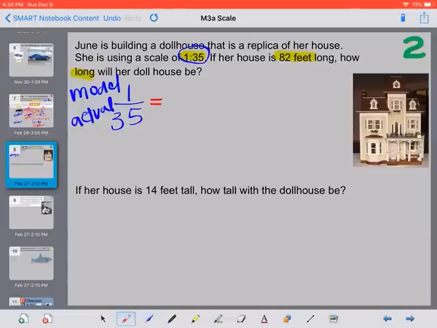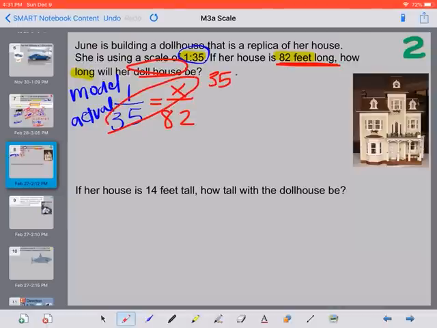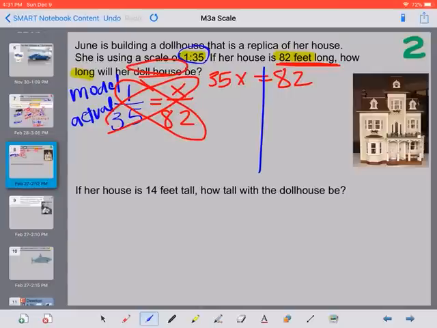So when we set up our proportion, if her house is 82 feet long, this is her actual house, they want to know how big will the dollhouse be, the model. So we know the actual house on the bottom is 82 feet long. We need to figure out x by cross multiplying. 35 times x is 35x. Set it equal to 1 times 82, which is still 82.